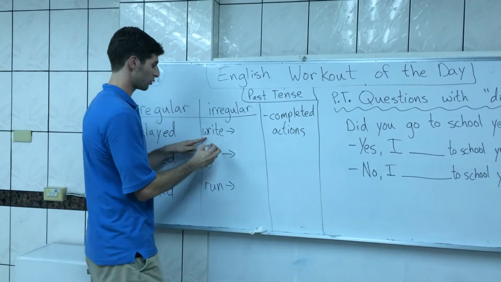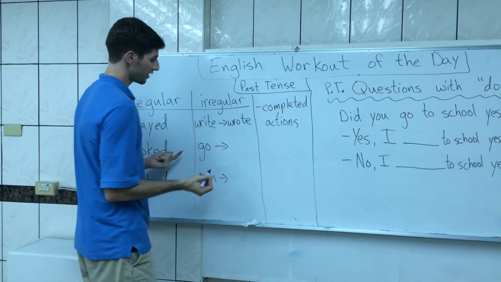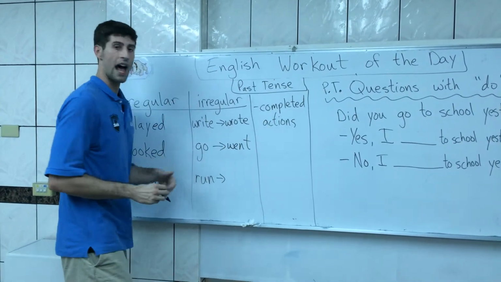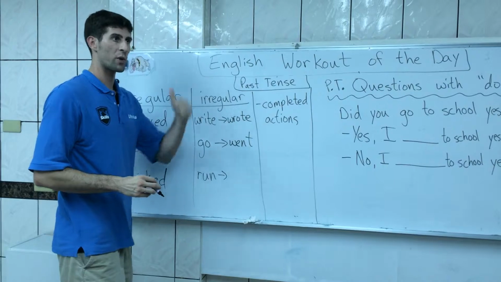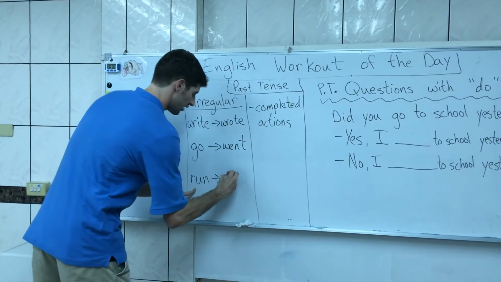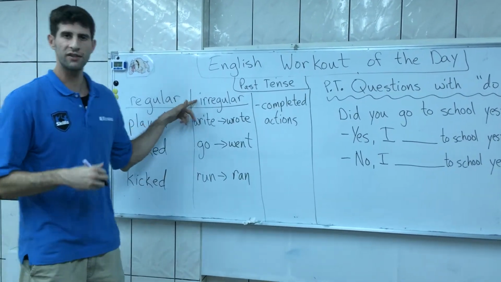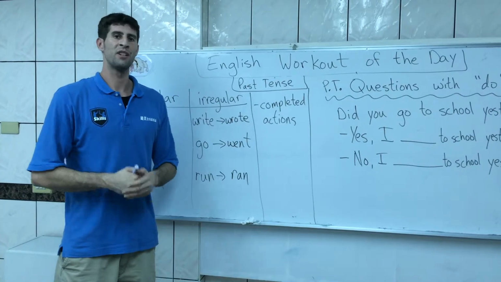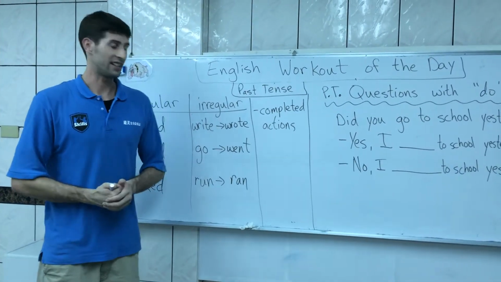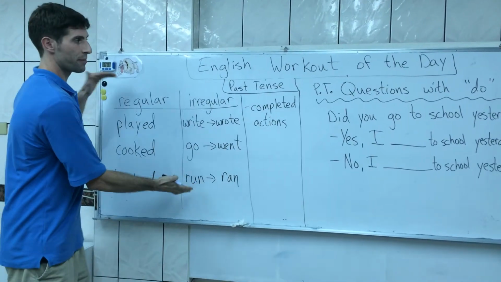All right, so for example, write is going to change to wrote. Go is a very popular one. This one changes a lot, changes to went. I went to school yesterday. I went to the beach last year. Okay, run changes a little bit, changes to ran. So once again, for these irregular verbs, you're just going to have to study them. Unfortunately, it's a very tedious process, but that's just the way it is. All right. Now, this is pretty much it for the past tense.